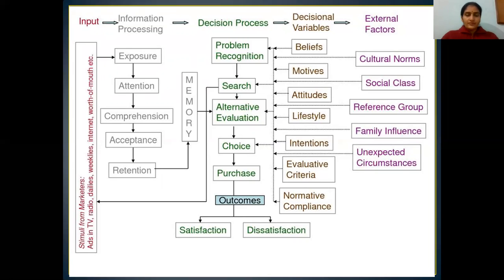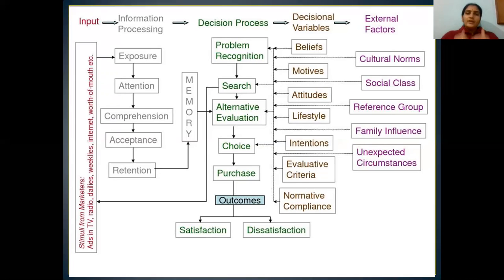Then information processing. How information processing takes place is that here we will consider exposure, attention, comprehension, acceptance, and then retention. Then comes the memory, how all of these are memorized, and this memory is followed by the decision process. In the decision process we will consider five important steps as we have seen here. First, problem recognition, search for information, alternative evaluation, choice and purchase, and finally that purchase is followed by outcomes, that is, we will get either satisfaction or dissatisfaction.